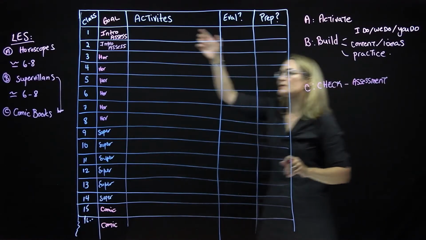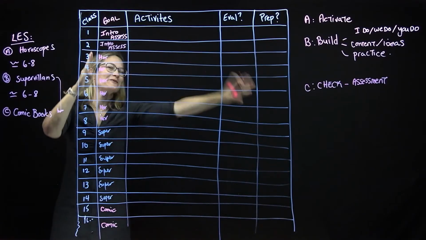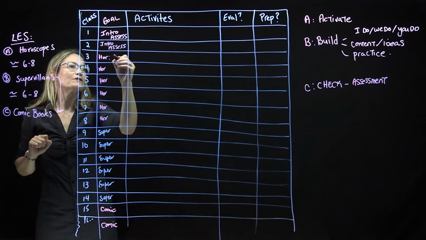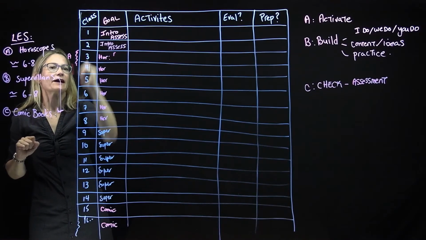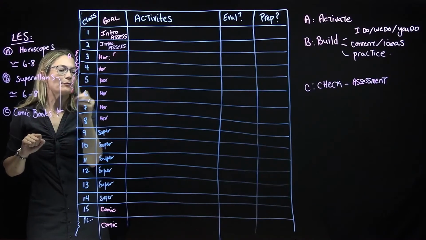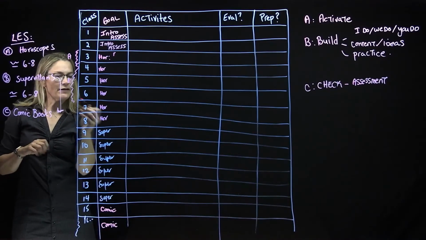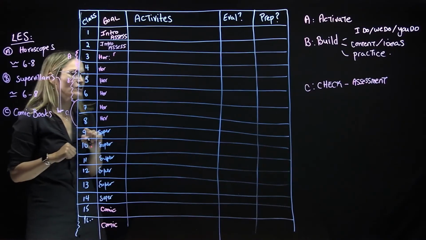Okay, so this goes vertically, but also horizontally. So we can think about this in the horoscope unit. In this phase we want to activate. So maybe the first class we're going to activate. In the next couple of classes, we're going to build. And then the final couple of classes, we want to leave room to C, check.